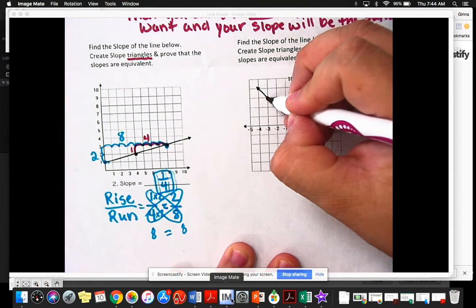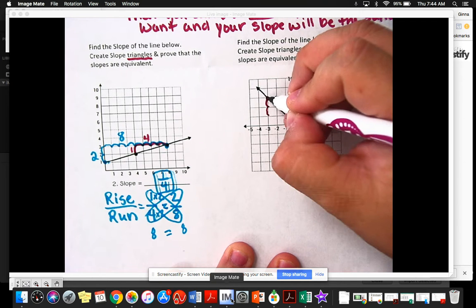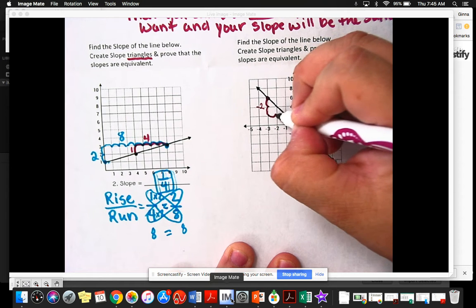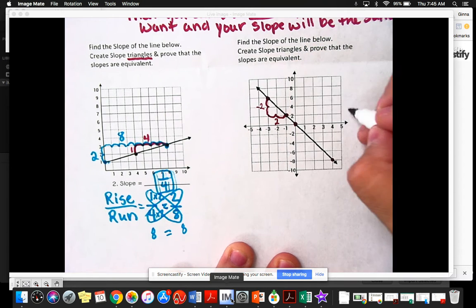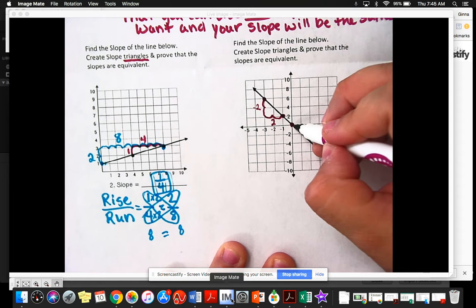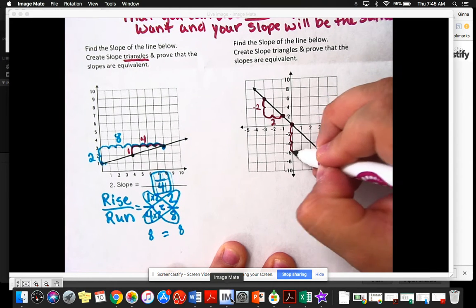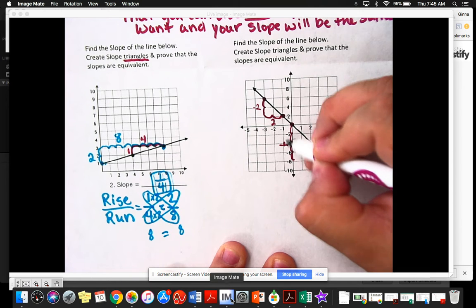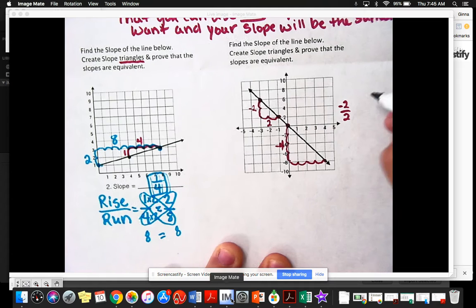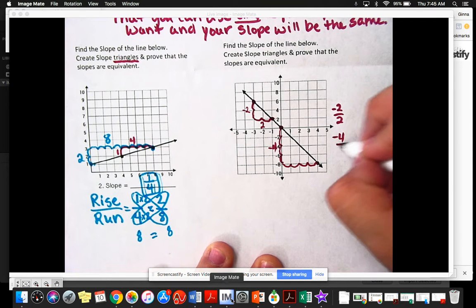So if I pick these two, I have a slope of, you see how the line's going down? So I need to go down 2 and then over 1, 2. So that should be a slope of -2 over 2. Now I'm going to check it with my next triangle. I'm going to go 1, 2, 3, 4. So that's -4. And I'm going to run 1, 2, 3, 4. Again, you can see that I have -4 over 4.